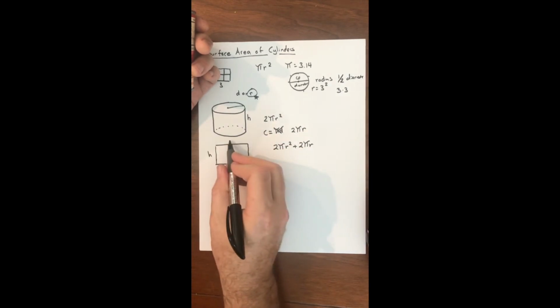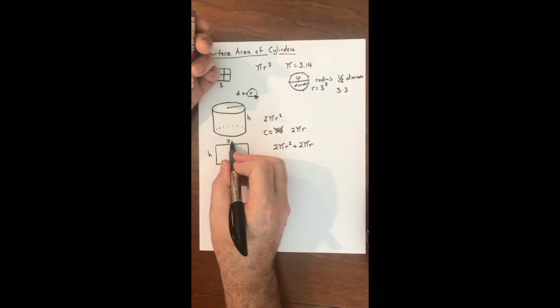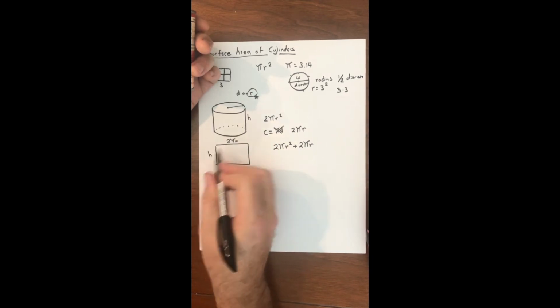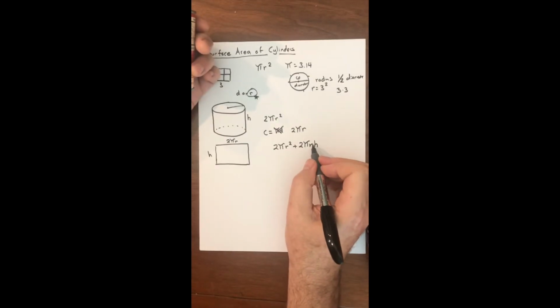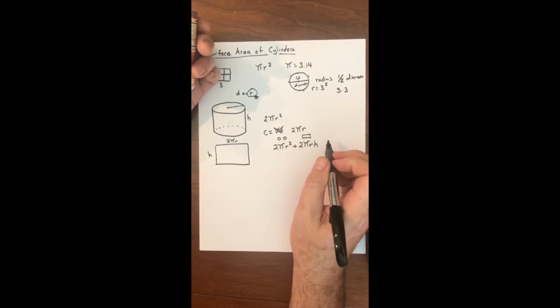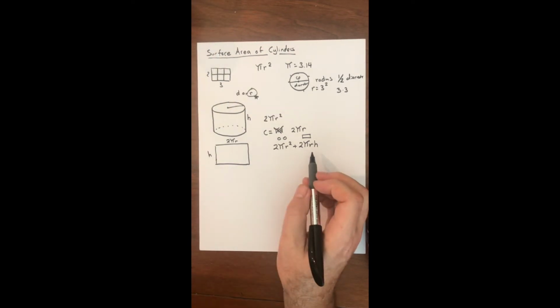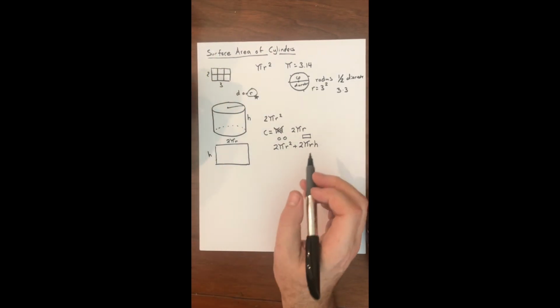for this distance here, times what? Times the height. So this is the 2 circles, and this is the rectangle. This is the formula.